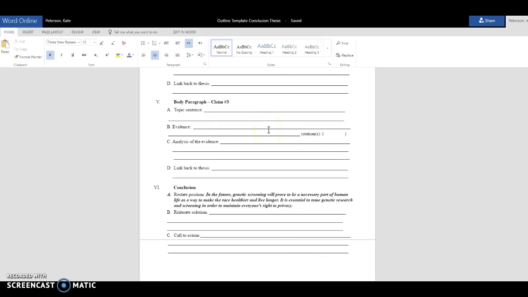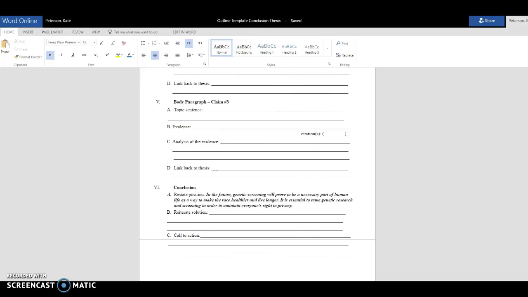From there, once you have each of your paragraphs filled out, take a look at your conclusion. You will restate your position. Try to make sure that you are not sounding repetitive. Try to not use the exact same phrase or sentences. And then you will also reiterate a solution and call your readers to some sort of action. Give them something to think about doing.